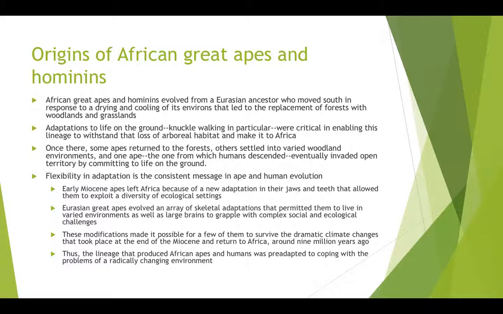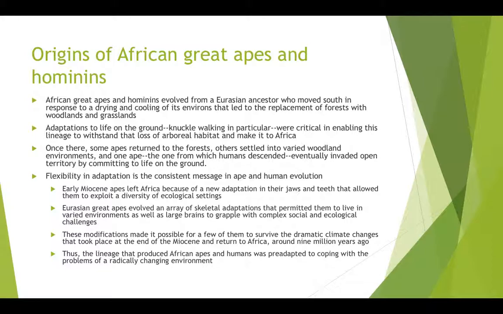Early apes were able to leave Africa because they had adaptations in their jaws and teeth that gave them the ability to exploit a broader diet, specifically with the way the cusps are shaped and the furrowing between the cusps. The Eurasian great apes evolved an array of skeletal adaptations that permitted them to exploit a variety of ecological niches. This included suspensory locomotion, an upright stance, and knuckle walking.